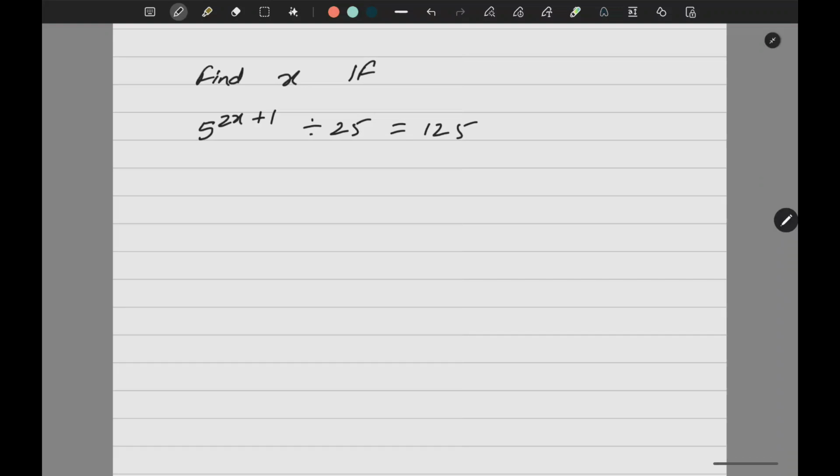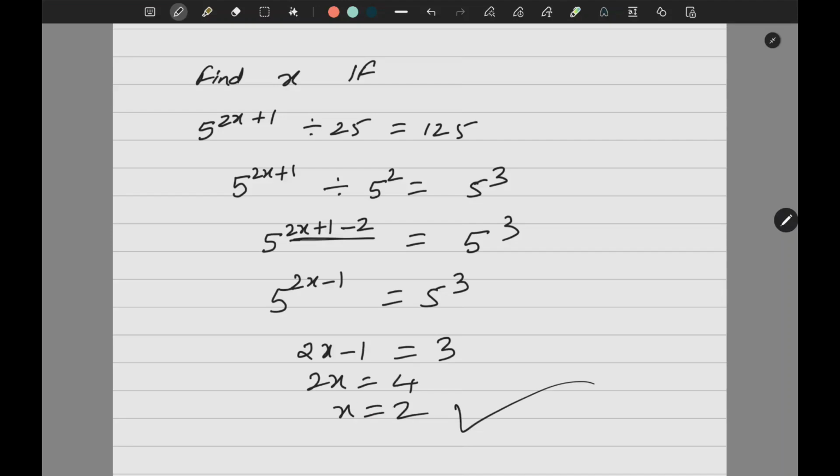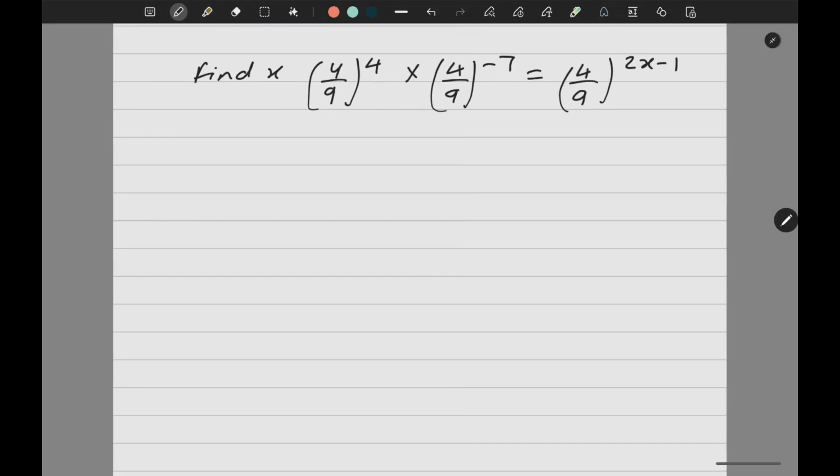Come to the next. Find x if this is given. So 5 to the power 2x plus 1 divided by 5 square is equal to 5 to the power 3. So 5 to the power 2x plus 1 minus 2 is equal to 5 cube. So 5 to the power 2x minus 1 is equal to 5 to the power 3. I am just solving this. So now the base is the same, so I can equate the powers. So 2x is equal to 4 and x is equal to 2. Answer done. Okay. Come to the next one.